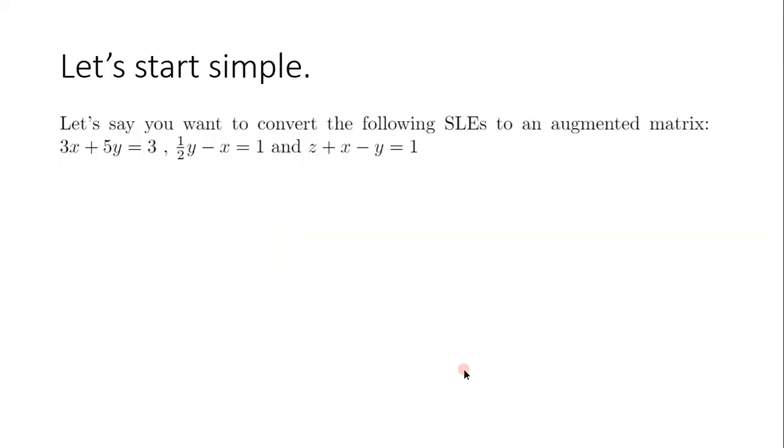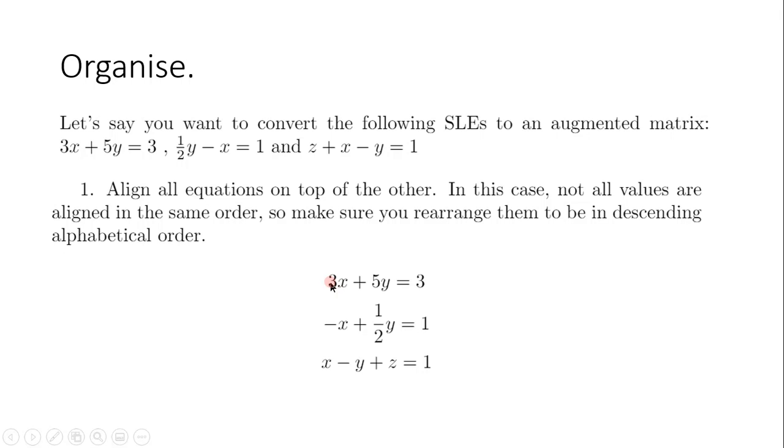So let's start simple. Let's say you want to convert the following system of linear equations to an augmented matrix. The first thing you want to do is to organize them. Align all equations on top of the other. In this case, not all the values are aligned in the same order, so make sure you rearrange them to be in descending alphabetical order. Organize them. This is a big thing.